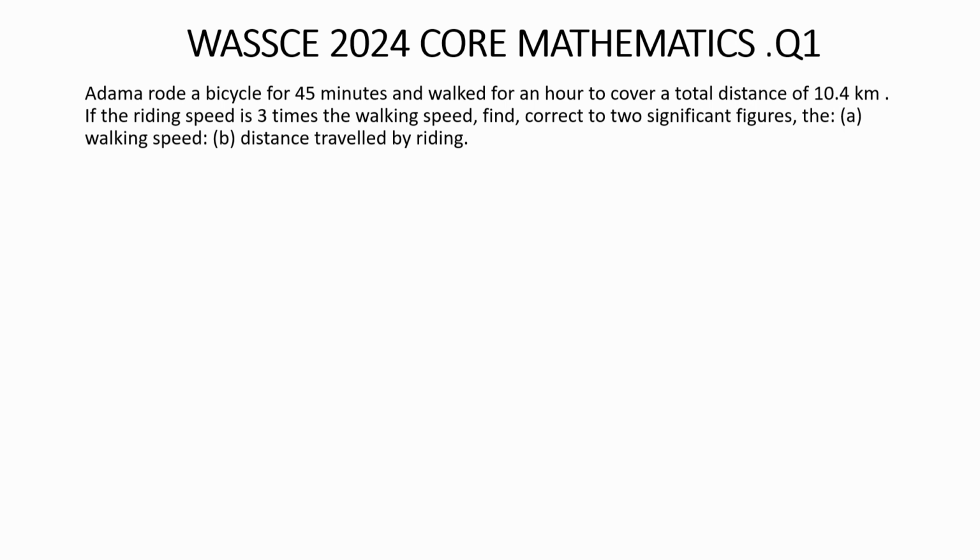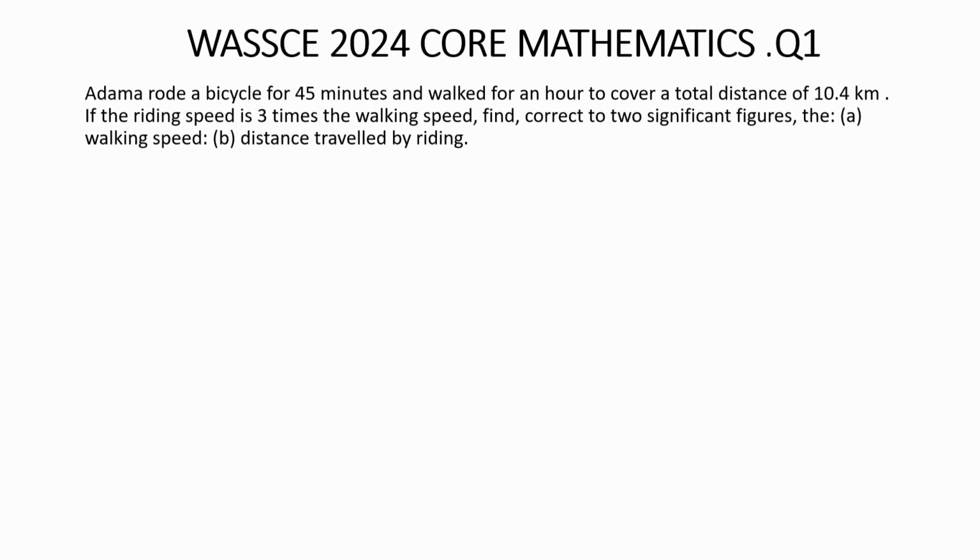In today's video, we're going to be solving WASSCE 2024 for mathematics, and this is question 1. It says that Adama rode a bicycle for 45 minutes and walked for an hour to cover a total distance of 10.4 kilometers. If the riding speed is 3 times the walking speed, find, correct to two significant figures: A. the walking speed, B. the distance traveled by riding.